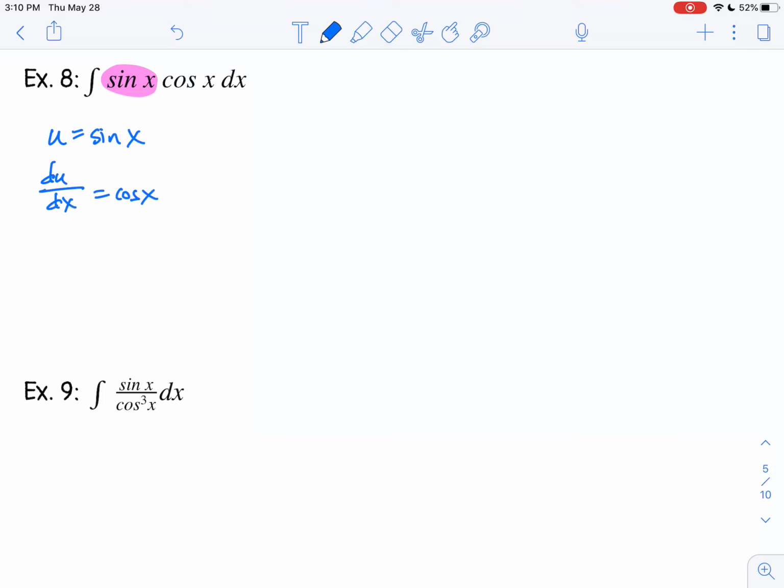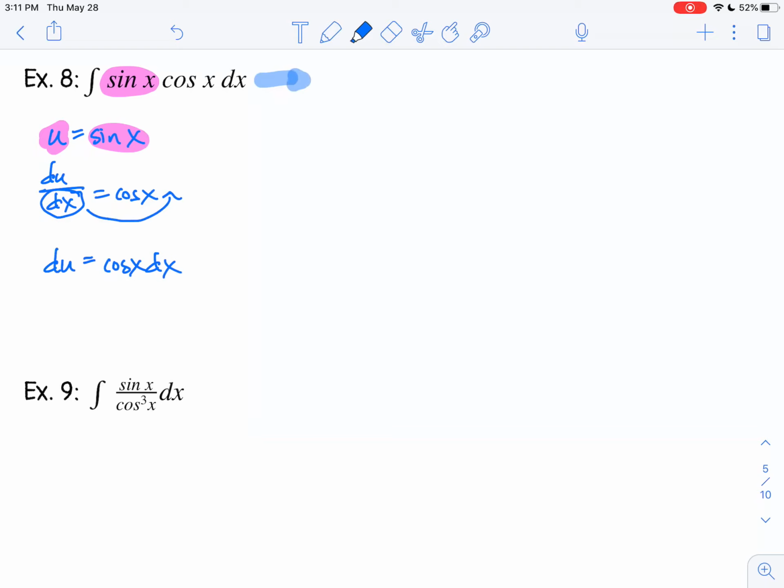Now we have to segregate all of the x's on one side and all of the u's on the other side. So I'm going to take the dx and I'm going to multiply it to the other side. That's going to give me du equals cosine x dx. Now what that means in our problem is this. Everywhere we see a sine x, we can replace it with a u.